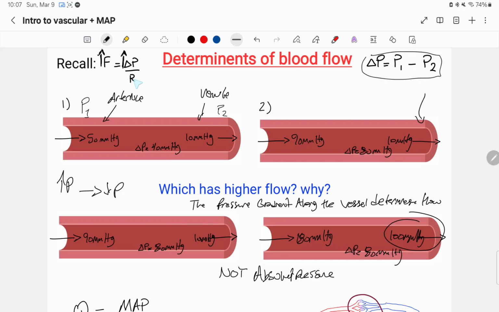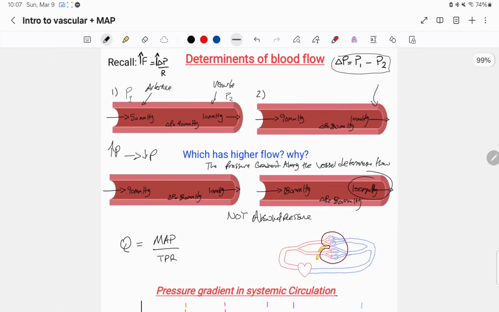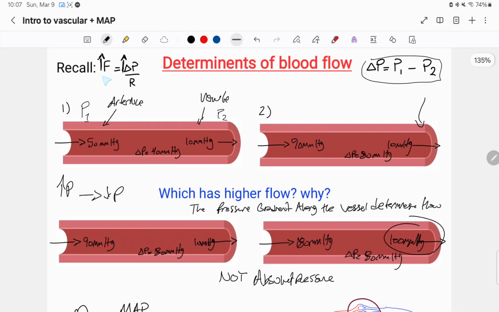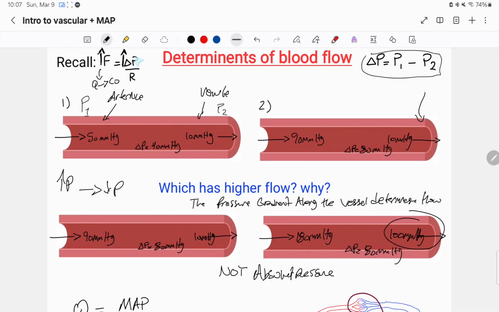I'm sure most of you already know that resistance is inversely proportional to flow. And one of the major contributors to resistance is going to be the radius of the vessel, or the diameter of the vessel, which we kind of talked about last slide. In vascular physiology, oftentimes you would see flow written as Q. But we saw Q as something else as well in the cardiovascular lectures. We called it cardiac output.